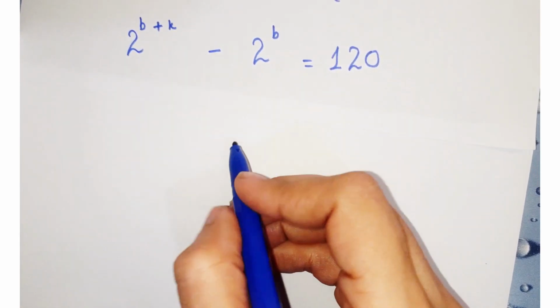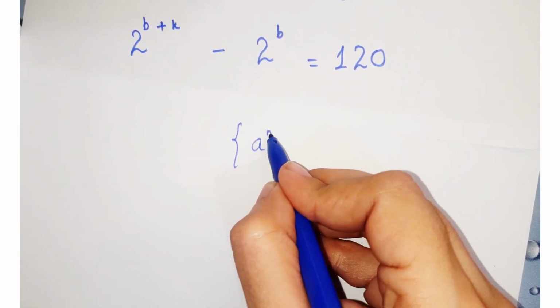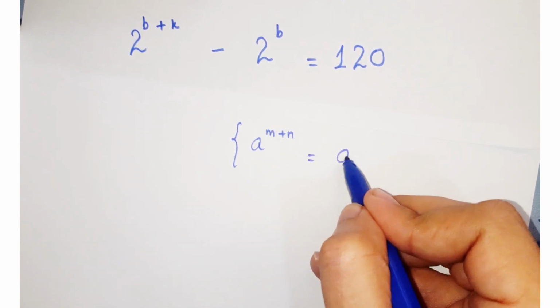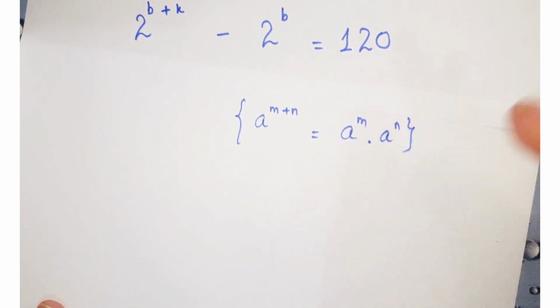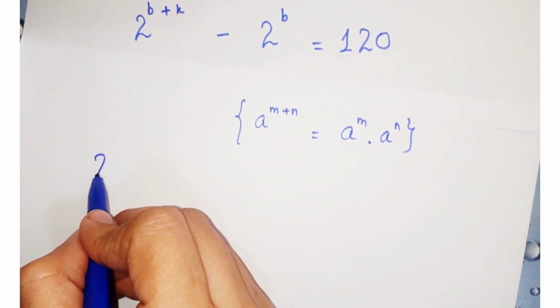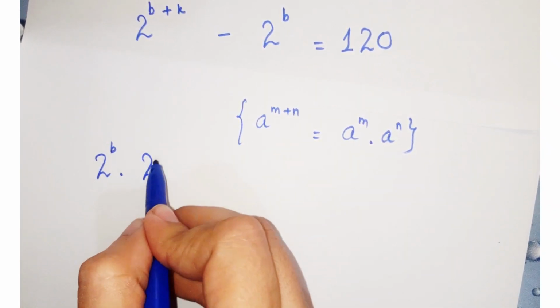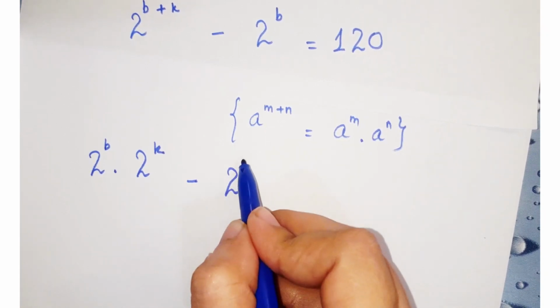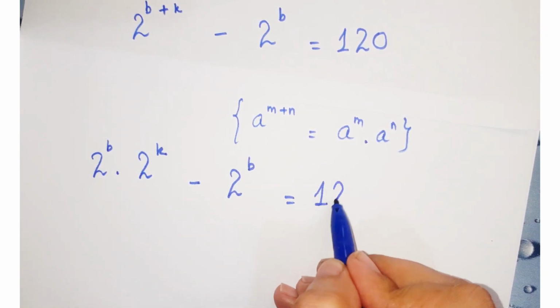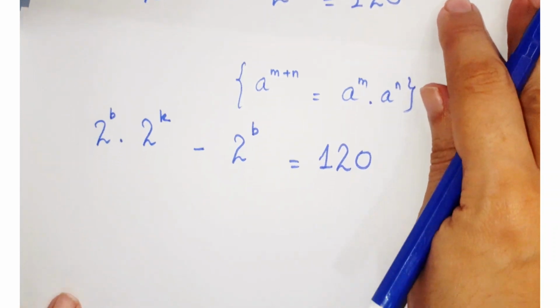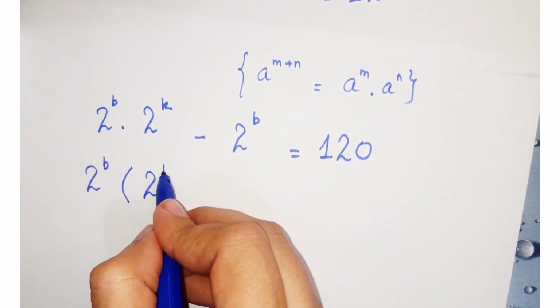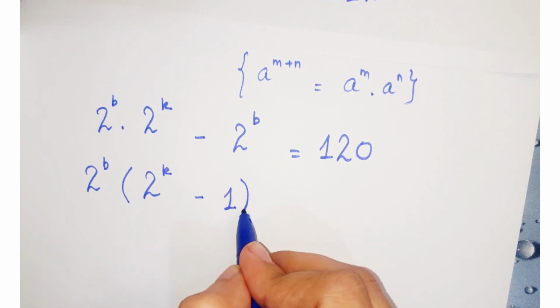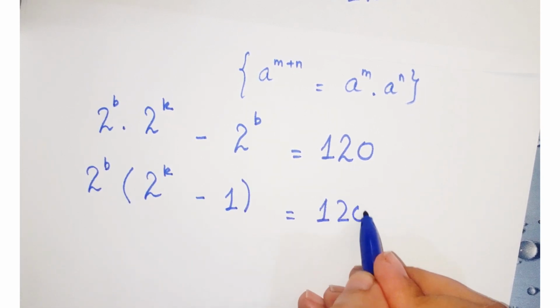Now since you know that a to the power m plus n can be written as a to the power m into a to the power n, we are going to write this 2 to the power b plus k as 2 to the power b into 2 to the power k, minus 2 to the power b is equal to 120. Now we are going to take out 2 to the power b common. So we have 2 to the power b into (2 to the power k minus 1) is equal to 120.